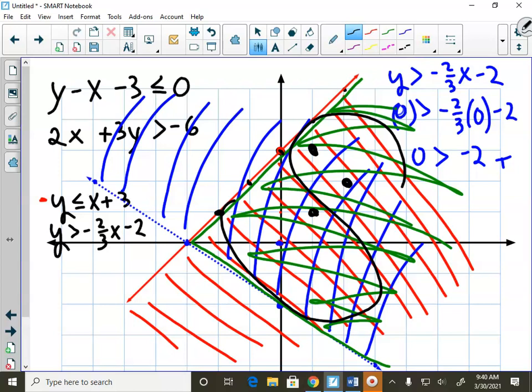So this is how you graph and solve a system of linear inequalities.